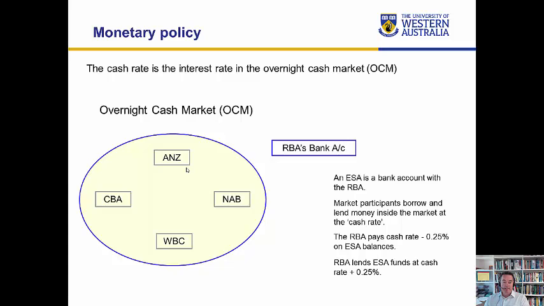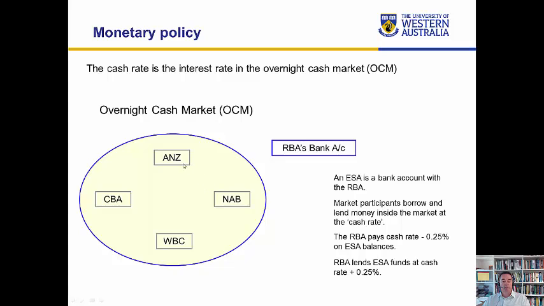In that case, because the Reserve Bank will not allow these banks to overdraw their exchange settlement accounts, their ESAs, the ANZ will have to go into this market and borrow money from another bank. So let's assume that the ANZ announces to the market that it needs to borrow 500. The NAB comes along and says to the ANZ, yep, we'll lend you 500.